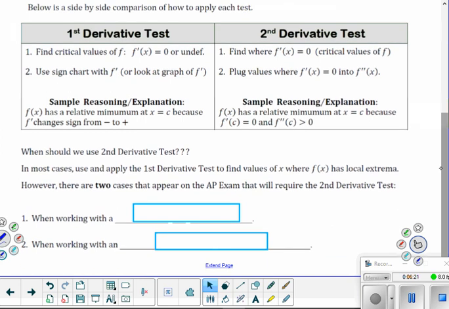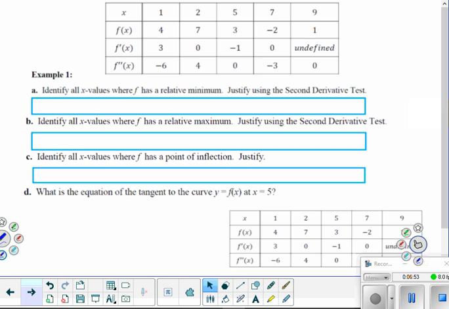When should we use the second derivative test? In most cases, use and apply the first derivative test. Do your sign charts just like you would normally. However, there are two cases that appear on the AP exam that would require the second derivative test. That would be when working with a table of values, and we'll go through an example like that, and when working with an implicit curve where we have x's and y's. It's tough to make a sign chart of just x values when you've got x's and y's involved.